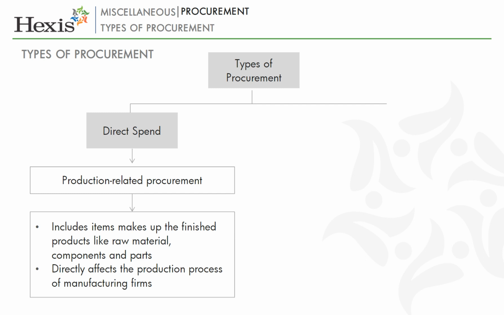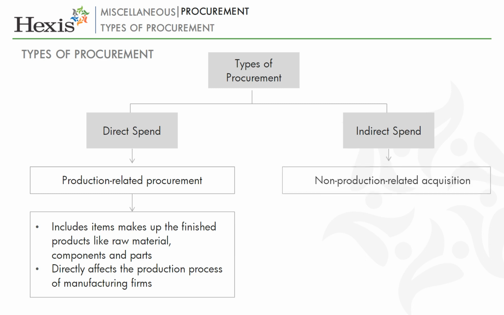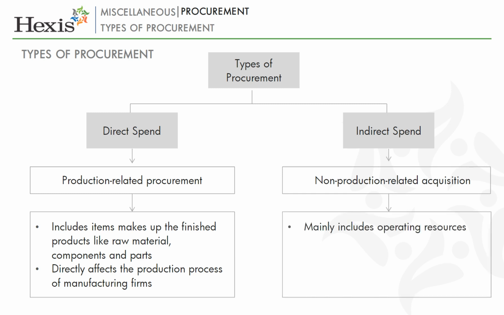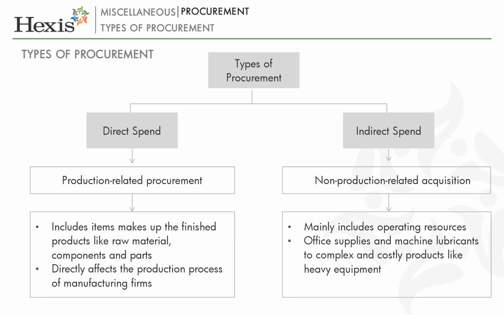manufacturing firms. In contrast, indirect procurement concerns non-production related acquisition, obtaining operating resources which a company purchases to enable its operations. Indirect procurement comprises a wide variety of goods and services, from standardized items like office supplies and machine lubricants to complex and costly products and services like heavy equipment, consulting services, and outsourcing services.